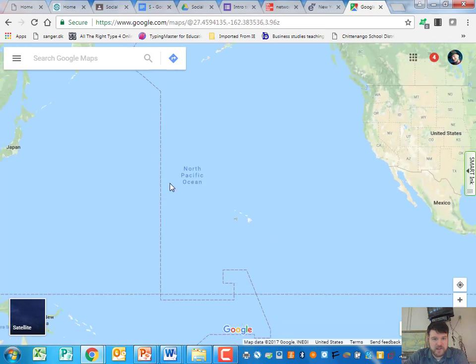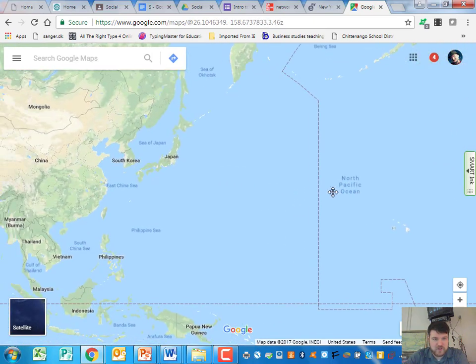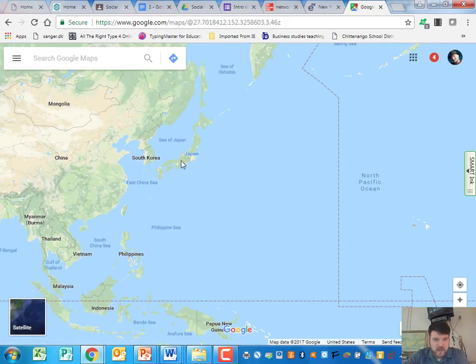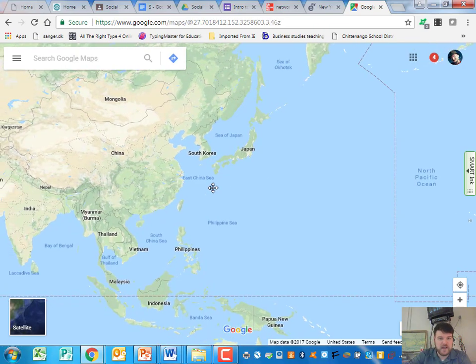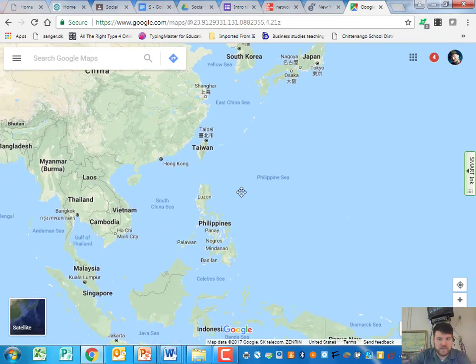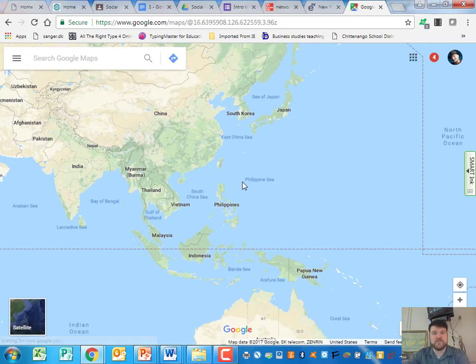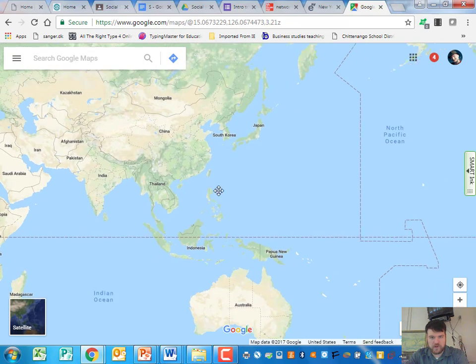Let's zoom out. If we keep working our way across the Pacific Ocean, there's Japan. Matthew Perry opens that up in 1853 and 1854. There's China. There's Korea. And let's zoom in here. There's the Philippines. This chunk of islands right through here. That is the Philippines. So that's where we are in the world.